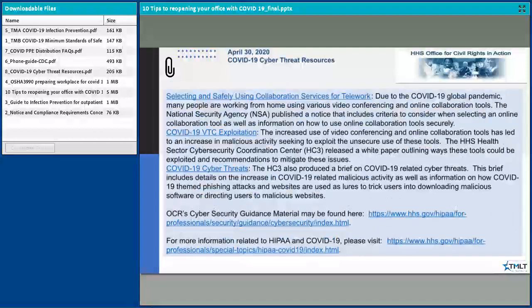A couple more cyber-related resources. Selecting and safely using collaboration services for telework. The COVID-19 VTC exploitation, that's video conferencing. I think we saw some examples in the news about Zoom meetings being hacked. This is just another advisory on that. The COVID-19 cyber threats is just an overview of COVID-19 related cyber threats. And I would encourage you to take a look at these.